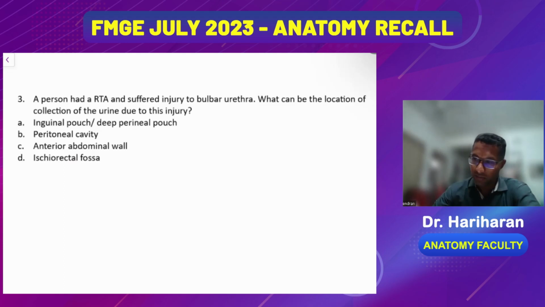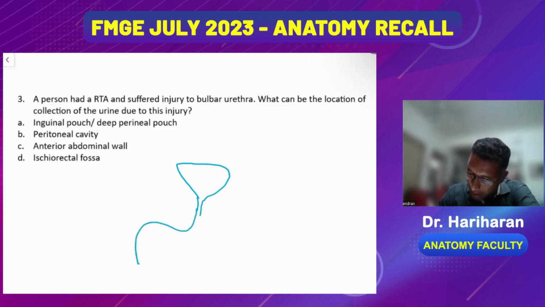Okay, see, first of all, if you see the urethra, let us consider this is the urinary bladder. The urinary bladder continues down as the urethra. In the male urethra there are 3 parts. One part which is surrounded by the prostate gland is called the prostatic urethra.